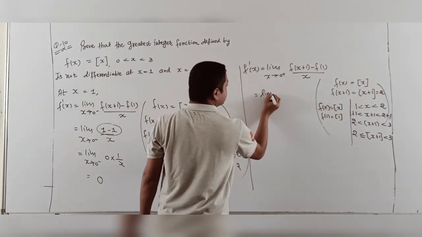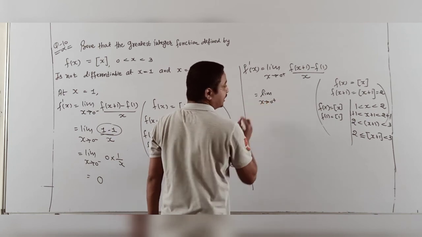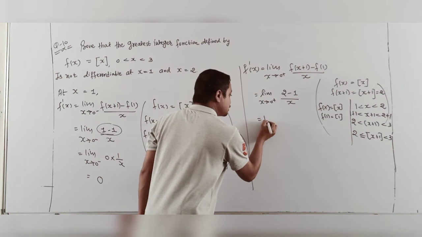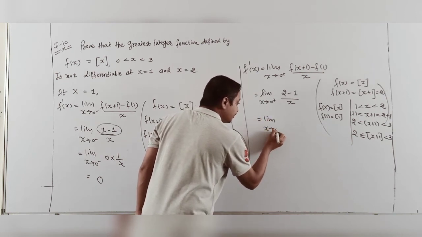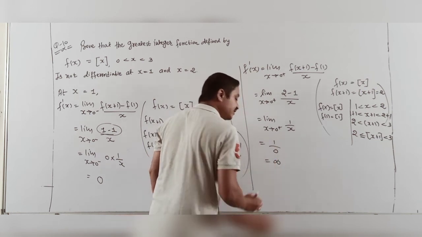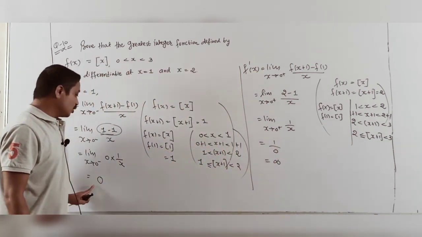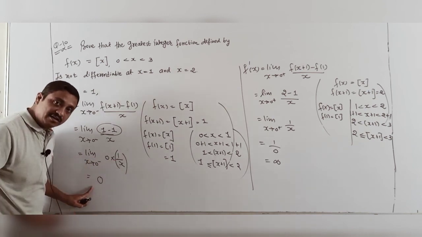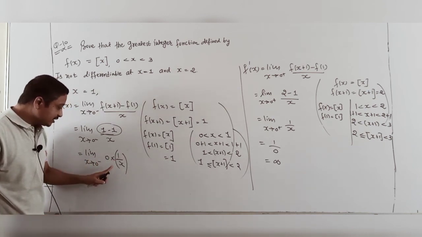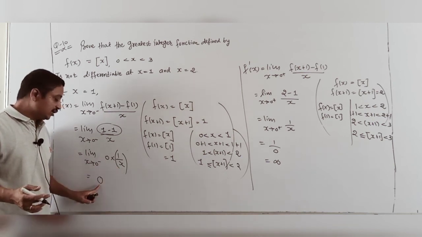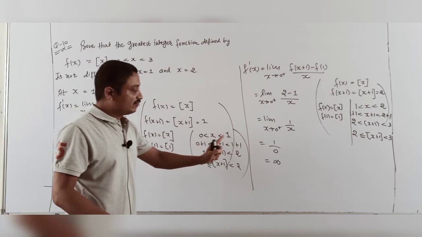So the limit as x tends to 0 positive, this answer is 2 minus f(1), which is 1, upon x. So here, students, my answer is different, because 1 by x, and 1 by 0, is infinite, and both answers are not the same. Students, here 0 into anything I take. So don't write down 0 by 0, it is not a defined number. But here 0 and anything you take gives 0 and here infinite.